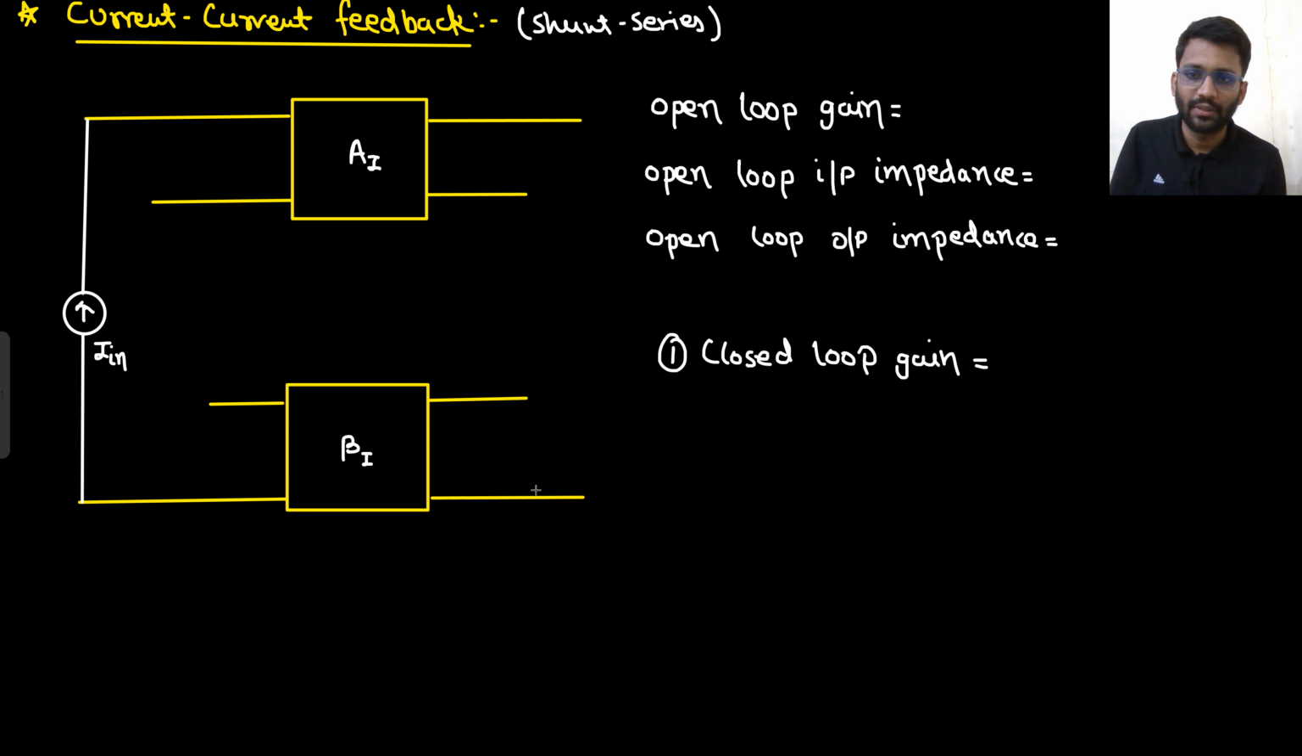So at the input side, we will start from the output. From the output, what is happening? Output current is being sampled. So on the output side, there is a series connection. How do you make the series connection? This is how you make the series connection.